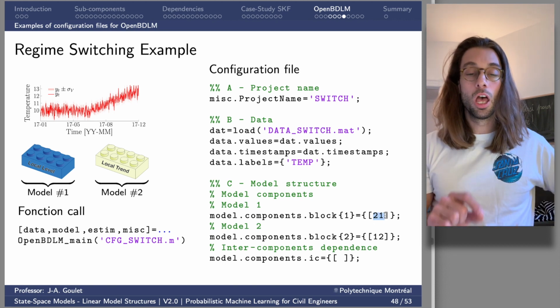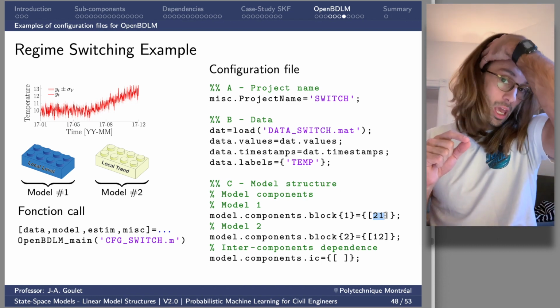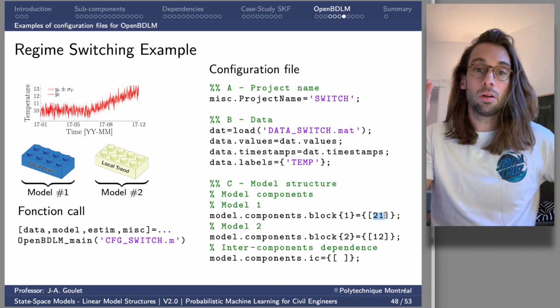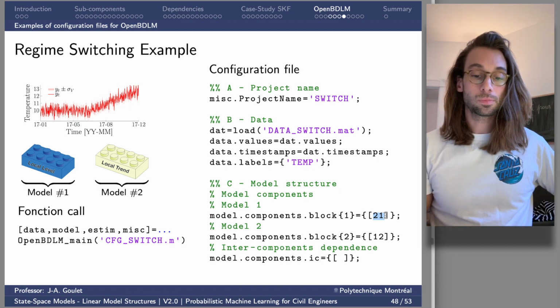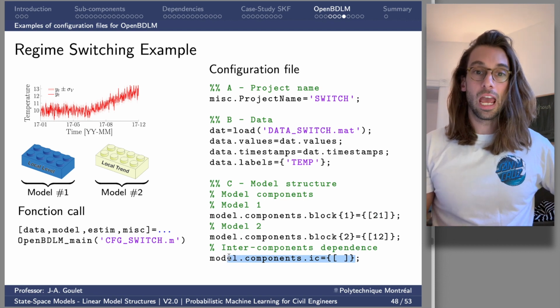21 is for a local level compatible with a trend, meaning it's going to be a local level or a local trend for which the trend variable was set to 0. And in this case, I don't have intercomponent dependency. We leave this one empty.